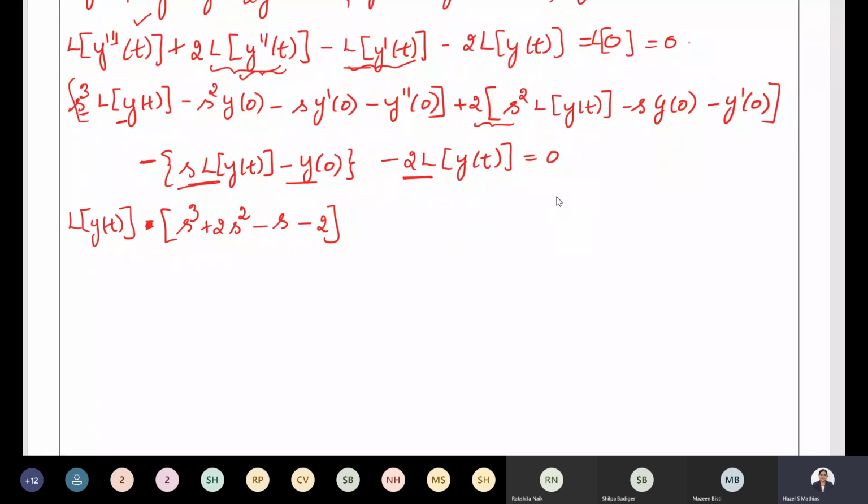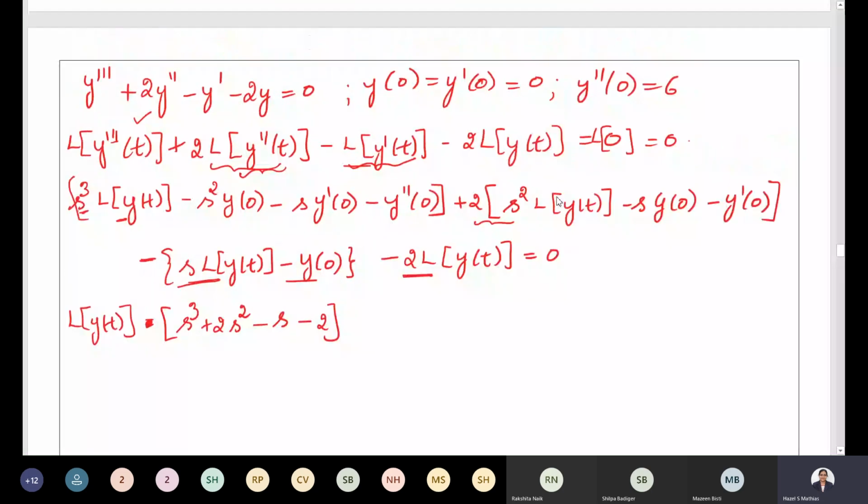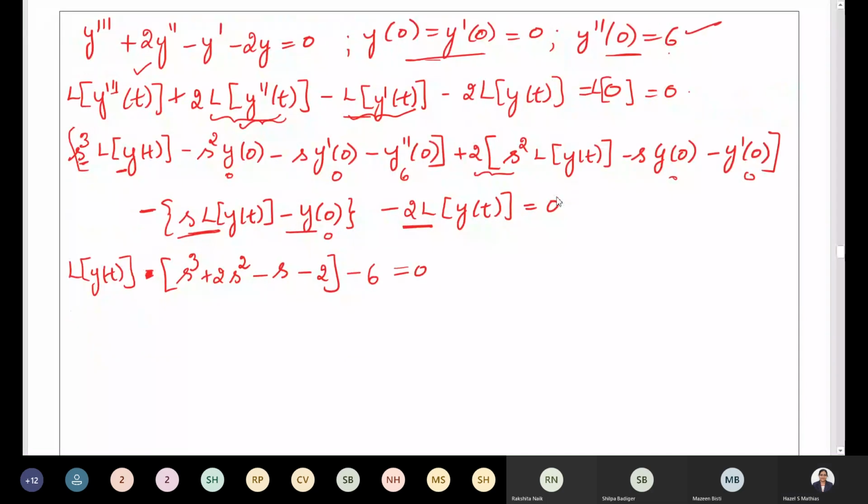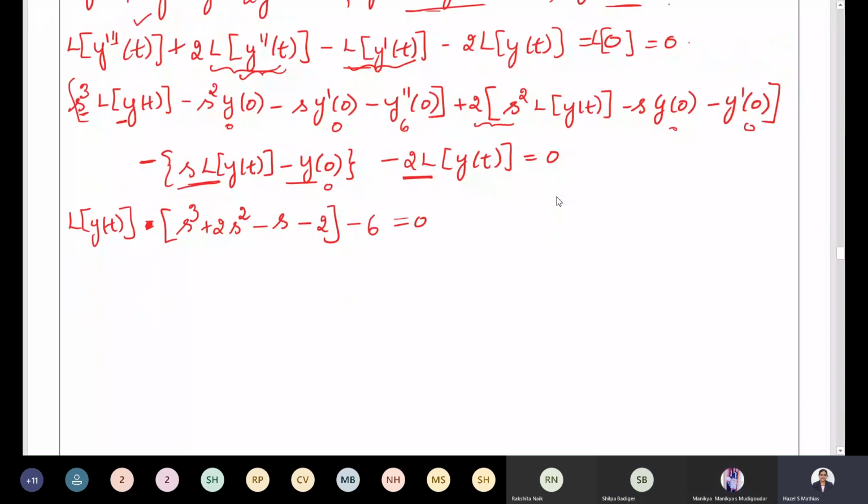Then you apply the conditions as well. What are the conditions we have? We have y of 0 and y dash of 0 as 0, and y double dash of 0 is 6. So this term is 0, this term is 0, and this term: y double dash of 0 is 6, which is given. So you will have over here minus 6. Then y of 0 is 0, y dash of 0 is also 0, so the rest of all the terms are 0. Is it clear? Yes, ma'am. Very good. Next, let's continue.